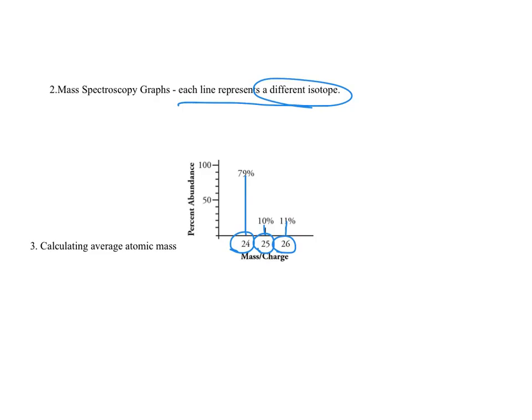Okay, so in order to calculate the average atomic mass using the mass spectrum graph, we're going to take those percentages and turn them into decimals, and multiply each by the mass. My first isotope has a mass of 24, and 79% of all of my isotopes have that mass. So I'm going to take my 79% and turn it into 0.79, and I'm going to do the same thing with all 3 isotopes.